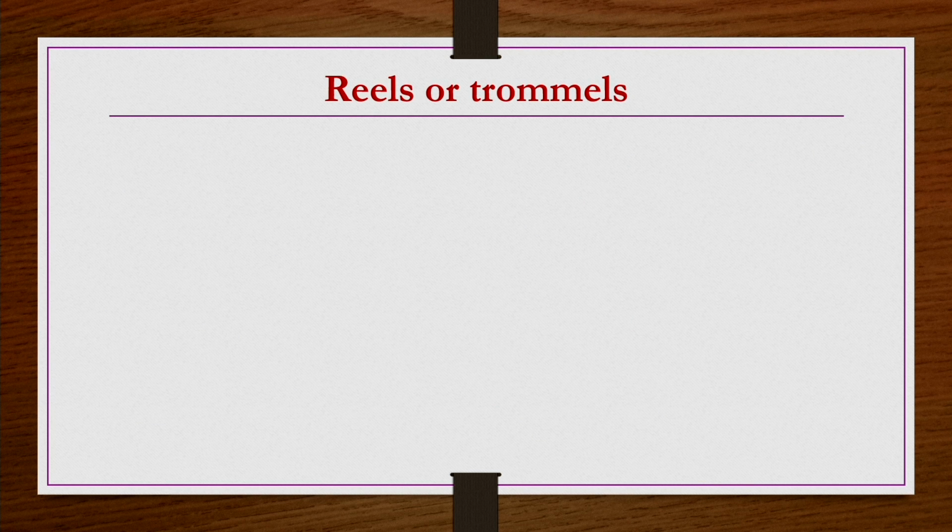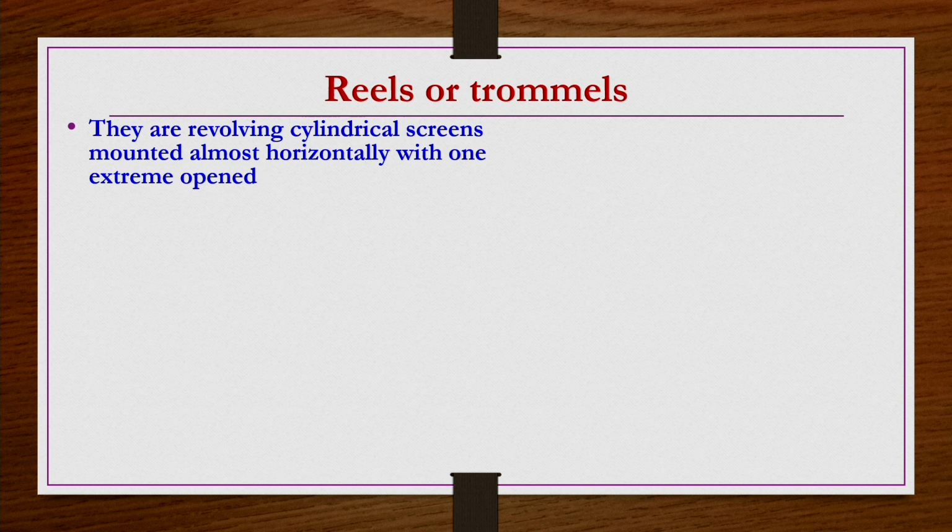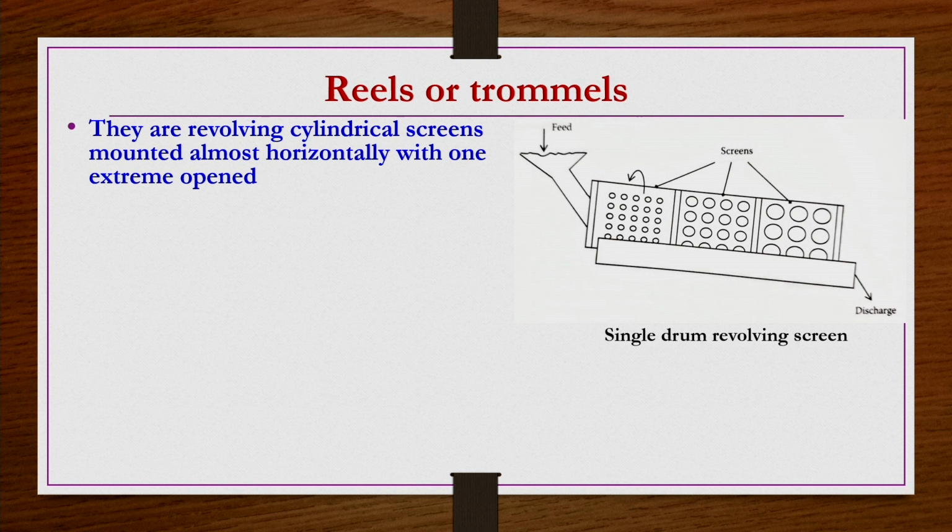Next one is reels or trommels. They are usually revolving cylindrical screens mounted almost horizontally with one extreme open, as shown here. We have a single drum revolving screen here; we can have a multiple drum revolving screen also. Here, on one particular drum, different screens are covered: the finer one, then the medium one, then the coarsest one. The feed comes in from here, and based on the screen opening the material is collected and taken as discharge.